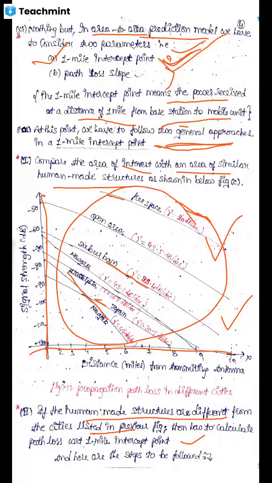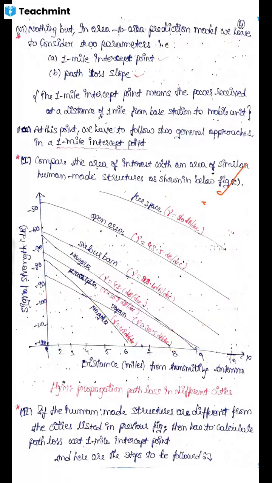Now coming to the path loss slope or path loss phenomena. While studying the 1 mile intercept point and path loss phenomena, we are in the third step. Remember that while starting the mobile point-to-point model, the Lee model, we had studied three steps. One is the standard condition, second is the area-to-area prediction model or effect of human-made structures, and next is the mobile point-to-point model using the area-to-area prediction model. So to find the point-to-point model, we studied the area-to-area prediction model, in which we studied the 1 mile intercept point and the path loss slope or path loss phenomena.